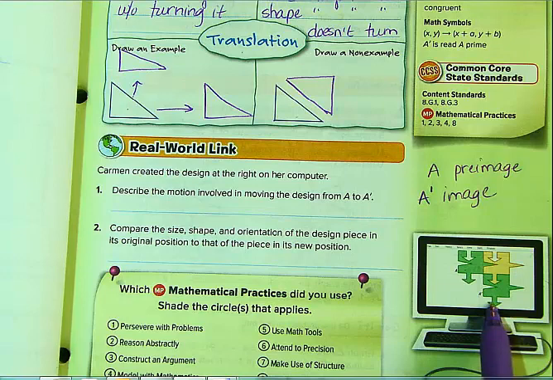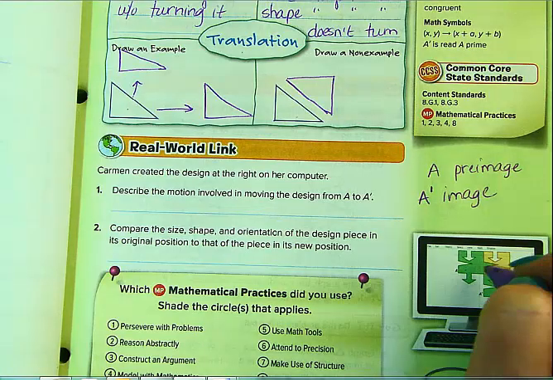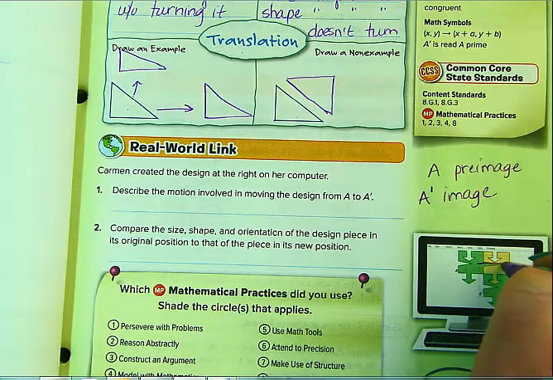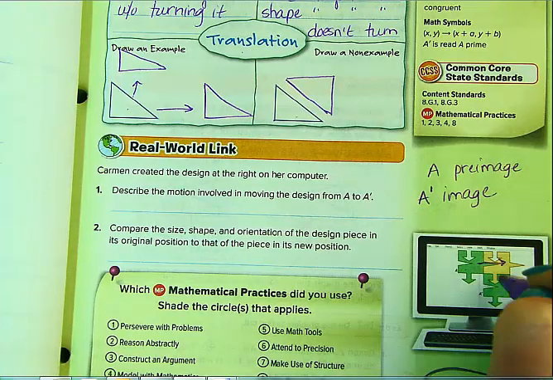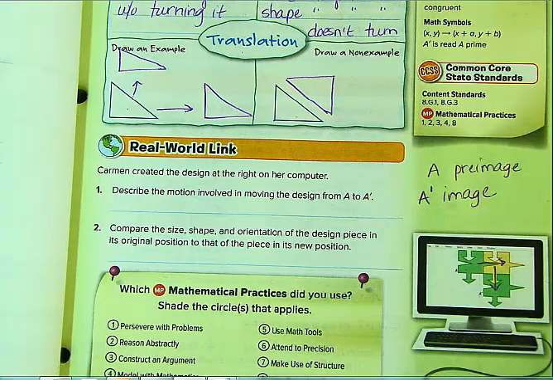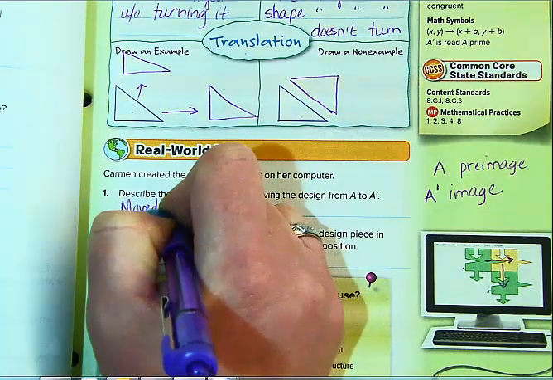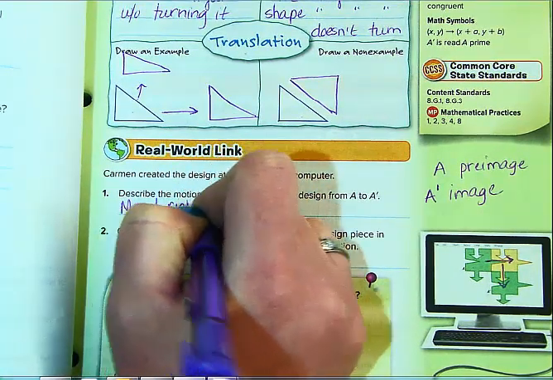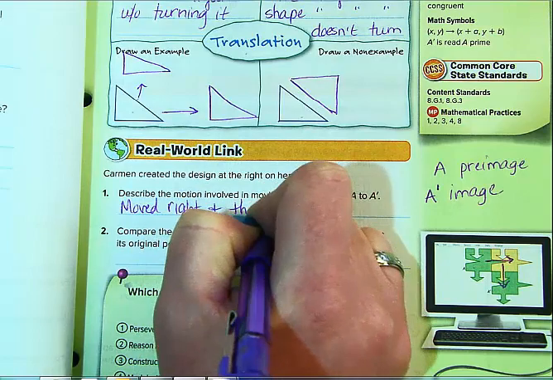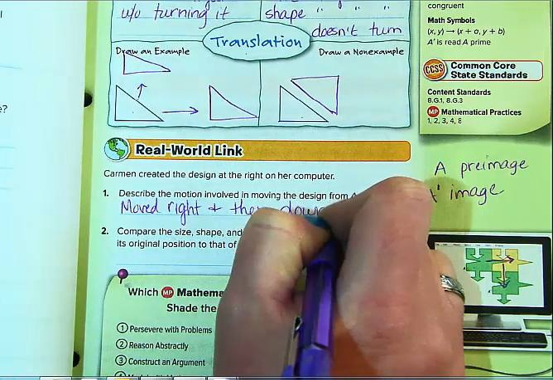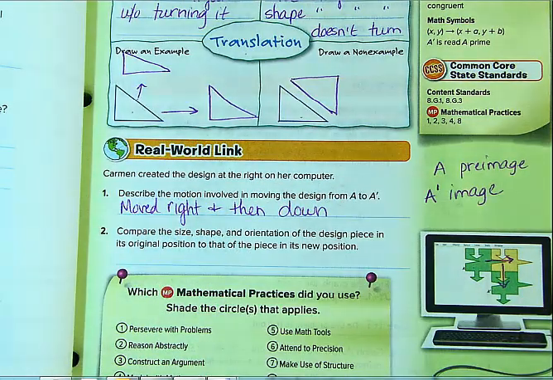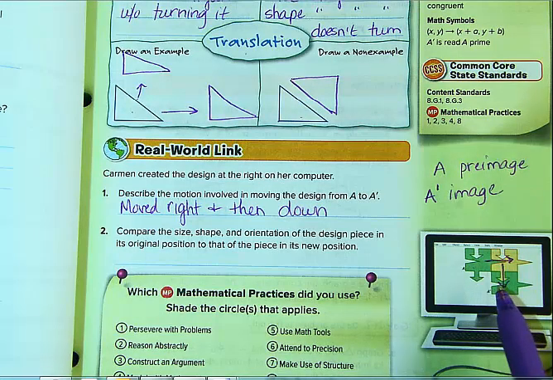And it says what motion was used. Well, you can see that it went here first, and then it went down. So it moved right, and then down. In fact, it translated right and then down because it didn't change which direction it was facing.